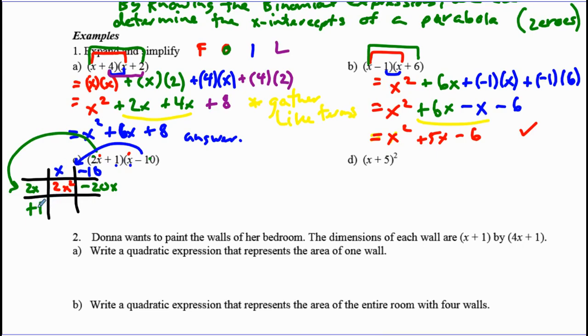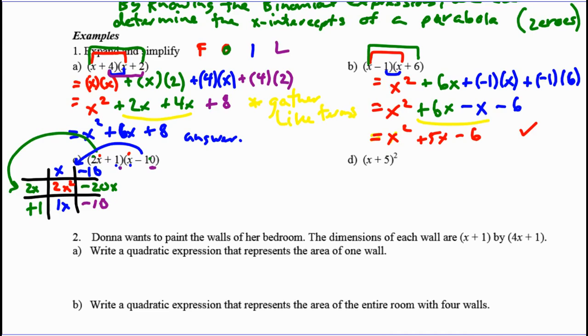Okay? So 1 times x, where they meet, is 1x. And finally, the last, the FOIL: 1 times negative 10. A positive times a negative is a negative. 1 times 10 is 10. Now you might be going, well, how am I supposed to turn that into an equation?